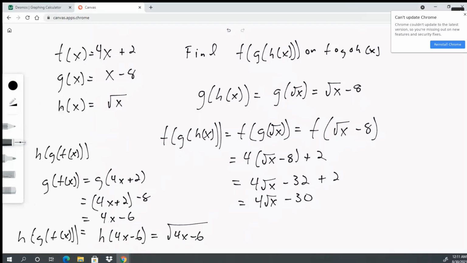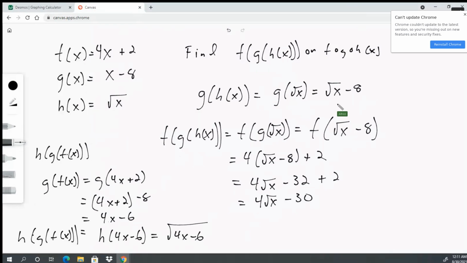Again, h of x equals the square root of x. We plug that into g of x, right, which is the square root of x for x minus 8. And then we plug that into f of x, which is 4 times square root of x minus 8, plus 2, right?